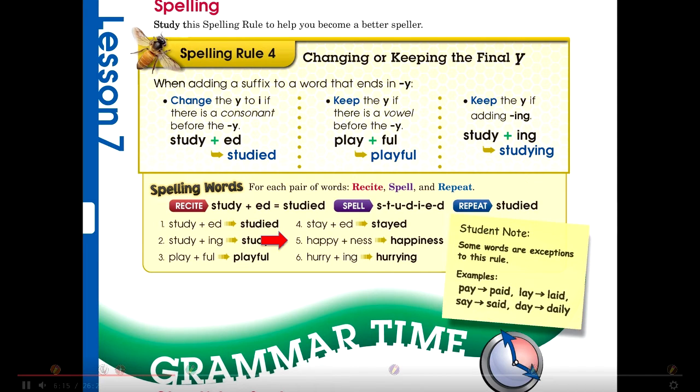H-A-P-P-I-N-E-S-S, happiness. Word 6 is hurrying. Hurry plus ing equals hurrying. H-U-R-R-Y-I-N-G, hurrying. Don't forget about the student note. Some words are exceptions to this rule. For example, pay becomes paid, lay becomes laid, say becomes said, and day becomes daily.